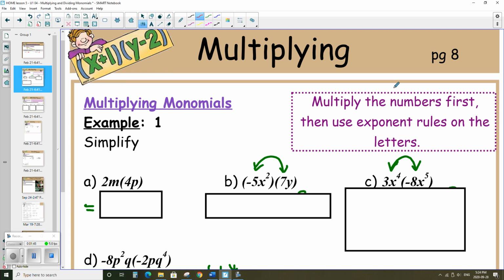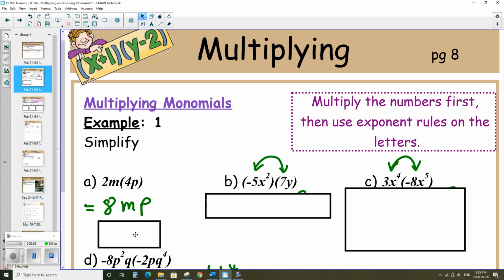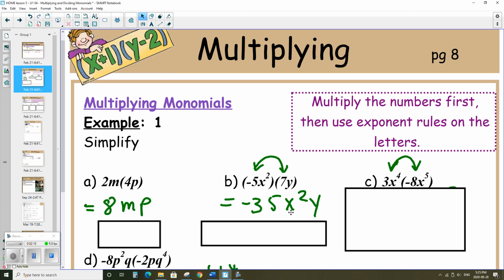Here it says multiply the numbers first and then use the exponent rules on the letters. So if there's values in front of each of the terms, you want to multiply those first. 2 times 4 is 8. And then we have two different bases, right? An m and a p, so you can't do anything with that. You just list them. So that would be 8mp. The next question, -5 times 7 is -35. And again, we have two different bases, x squared and y, so we're just listing them in alphabetical order.